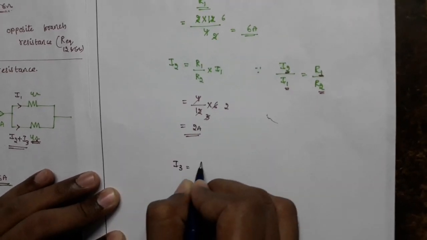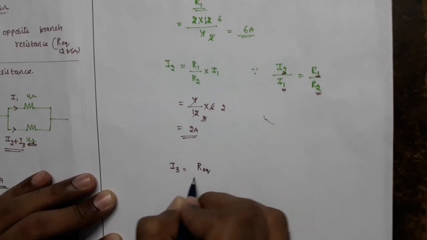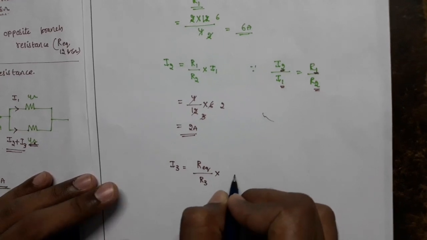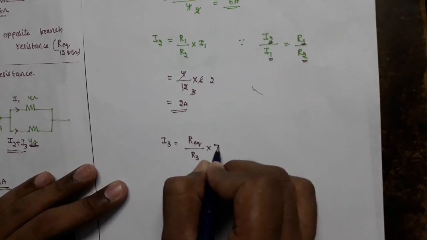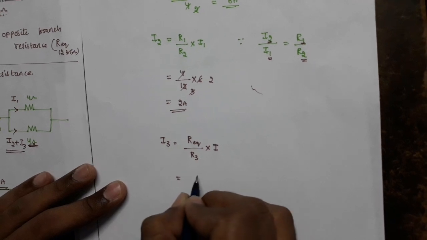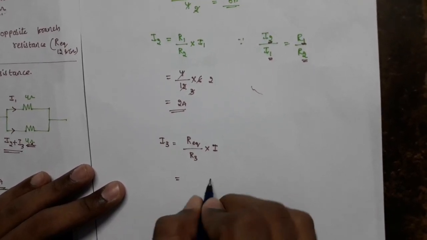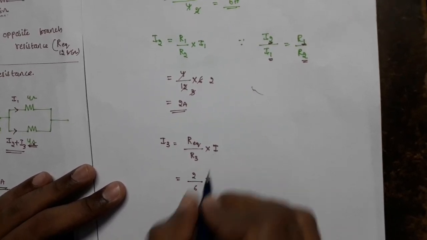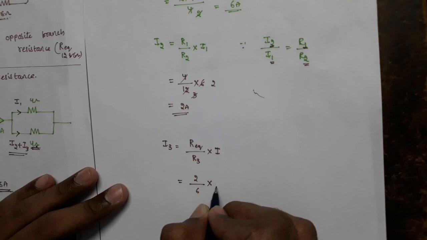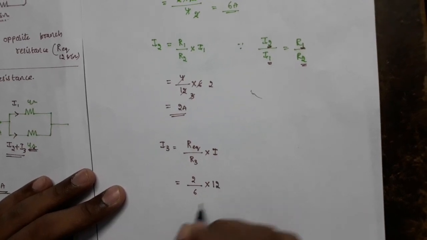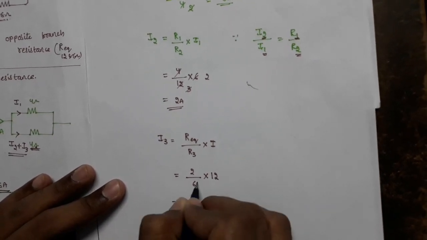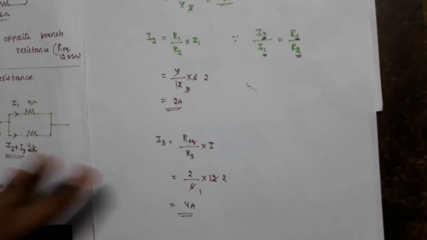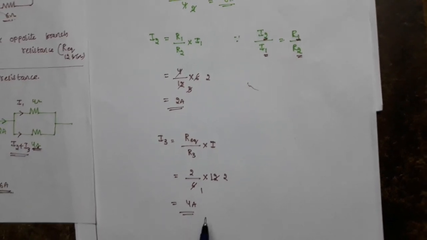I3 equal to R equivalent divided by R3 into total current I, that is R equivalent of 2 ohms, whereas R3 is 6 ohms and total current is 12 amperes as they have given in the question. So I3 is 4 amperes. We have got I3 is 4 amperes.